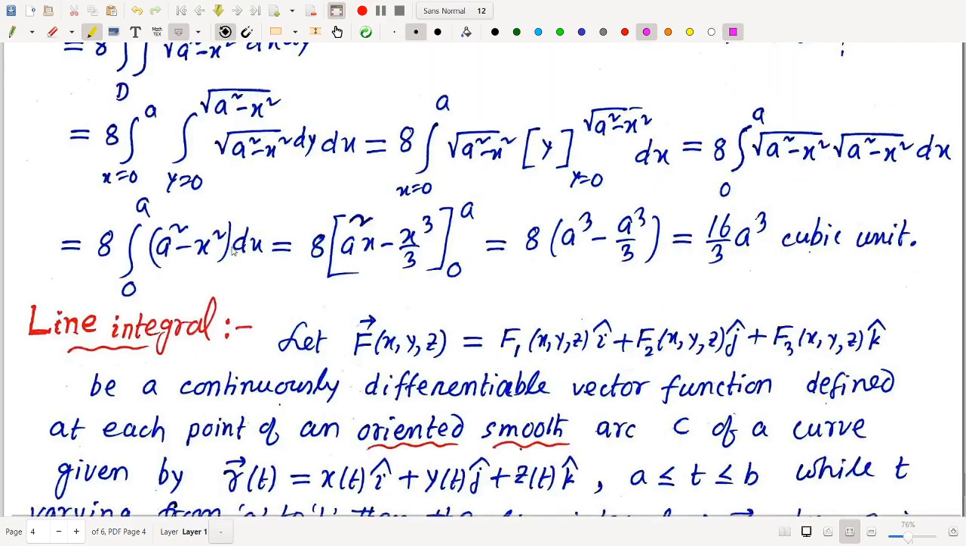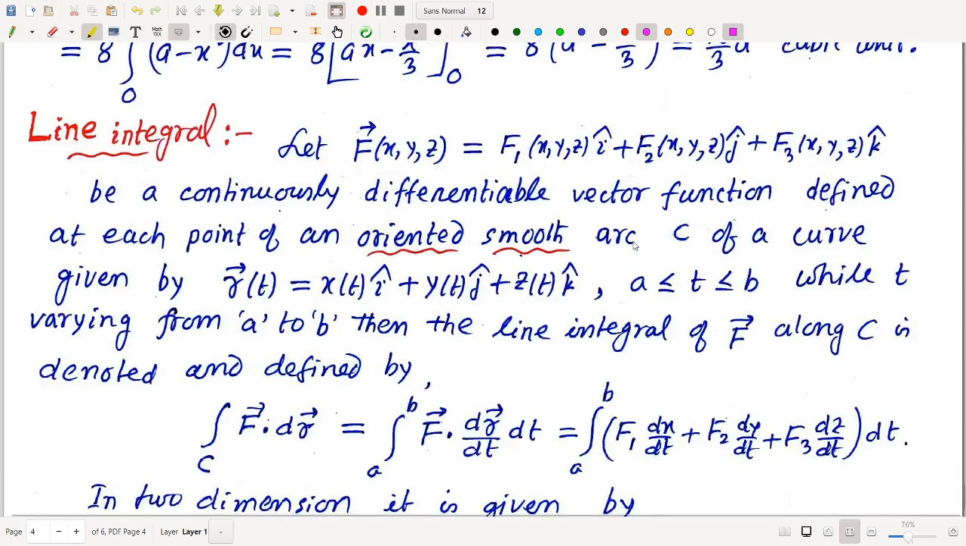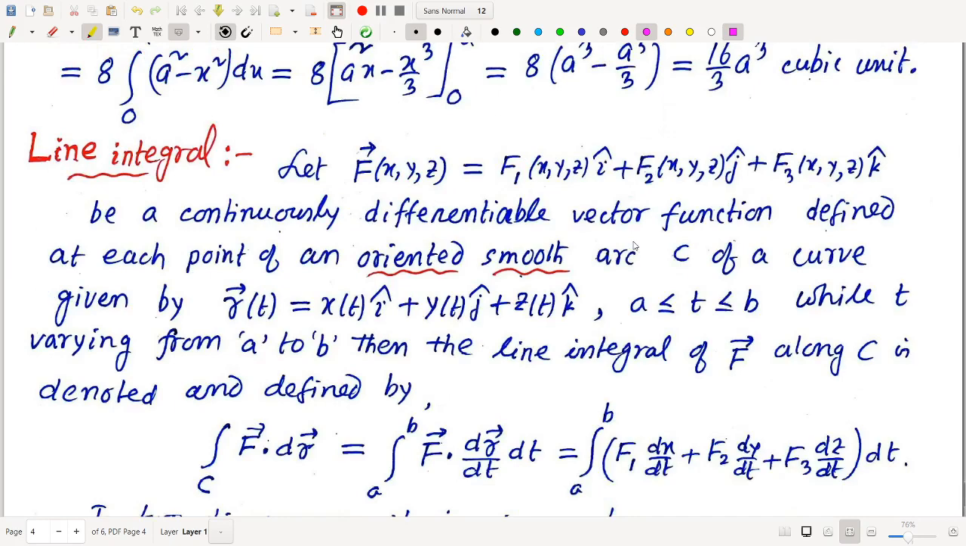Then we integrate with respect to x: a square x minus x cubed by 3, upper limit a, lower limit 0. If we put in the limits, we get 16 by 3 a cube cubic units. So this is the volume common to the cylinders. And more problems we shall do in the next class.